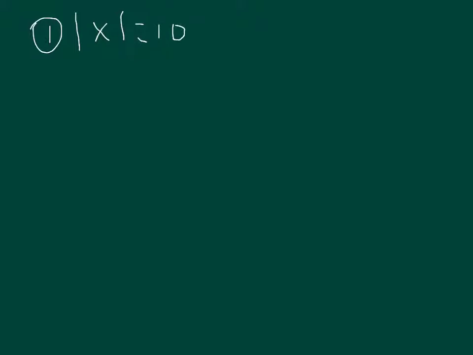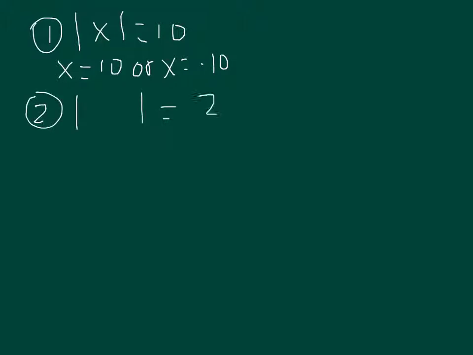The first problem in the guided practice: absolute value of x is equal to 10. It's easy for students to see that the inside has to be equal to 10 or negative 10. So that's actually the solution: x equals 10 or x equals negative 10. On number 2, if the absolute value is equal to 2, I know that no matter what's inside there, it has to be equal to negative 2 or 2.